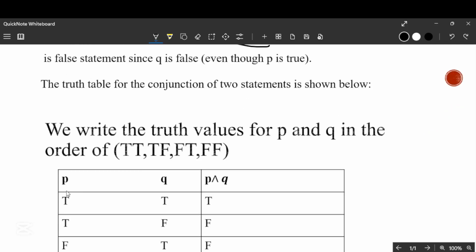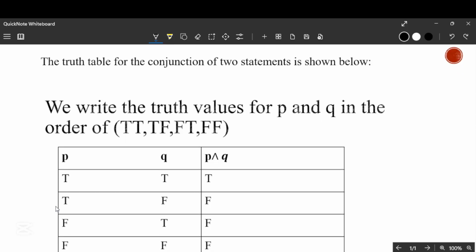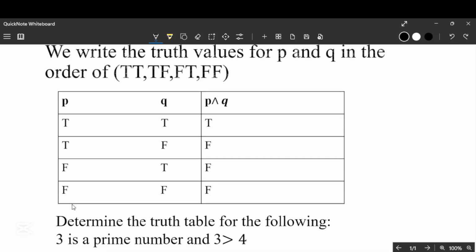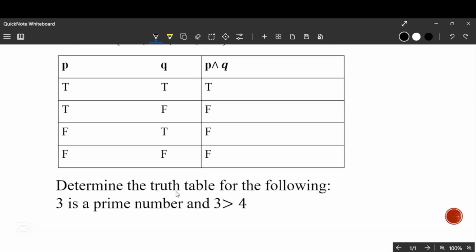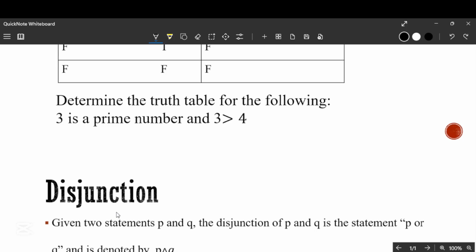If we have two statements, both statements must be true before the conjunction is true. If you have a true statement and a true statement, then it is true. But if you have a true statement in conjunction with a false statement, then it is false. If you have a false statement in conjunction with a true statement, then it is false. If you have a false statement and another false statement, that is false. Now try this. Determine the truth table for the following: 3 is a prime number and 3 is greater than 4.